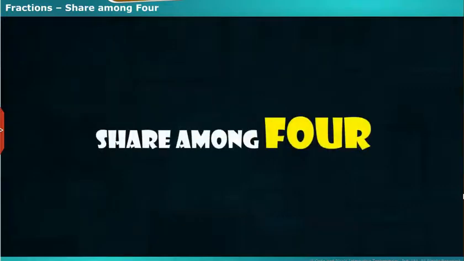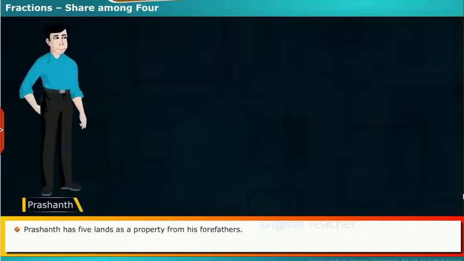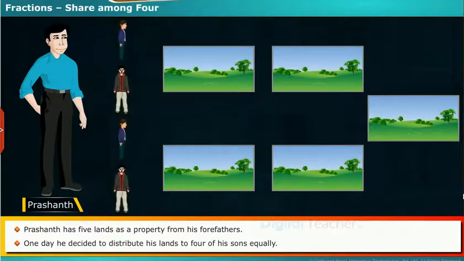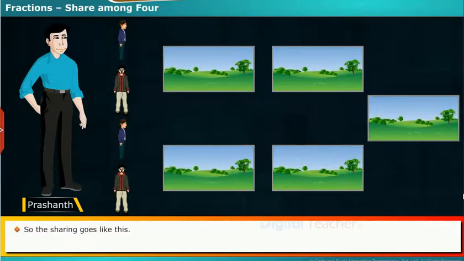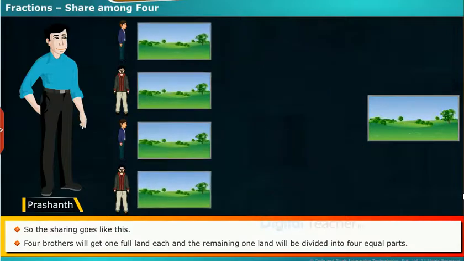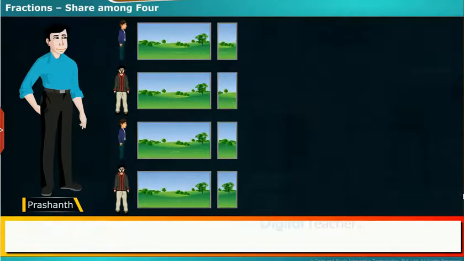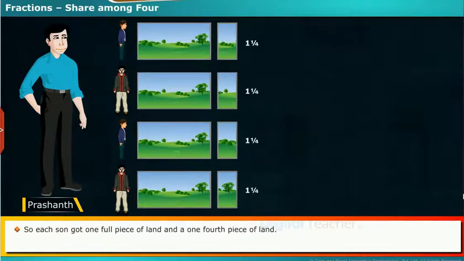Now, we see how the sharing takes place among 4 persons. Prashant has 5 lands as a property from his forefathers. One day, he decided to distribute his lands to 4 of his sons equally. So, the sharing goes like this. 4 brothers will get 1 full land each and the remaining 1 land will be divided into 4 equal parts. So, each son got 1 full piece of land and a 1/4 piece of land.